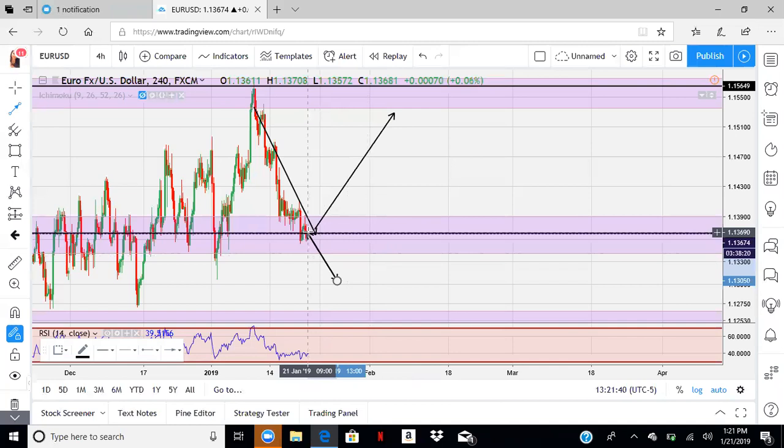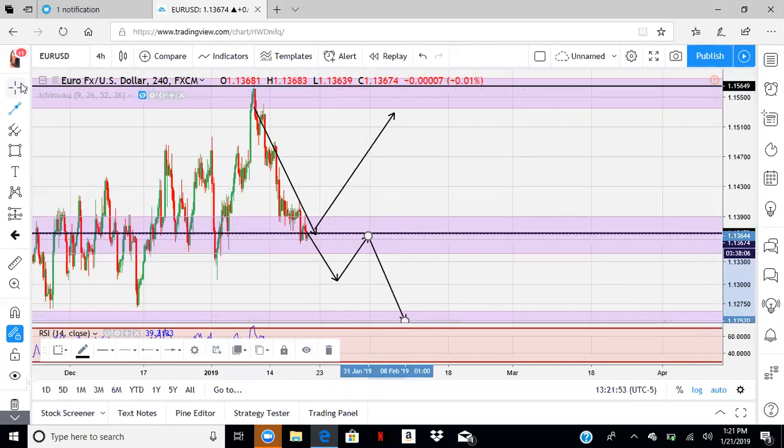Think of it like the basketball, right? The basketball breaks through the floor. It's going to bounce back up and hit the ceiling and then continue down. So there's only ever two scenarios. If it does break, we wait for the retest before it continues down.